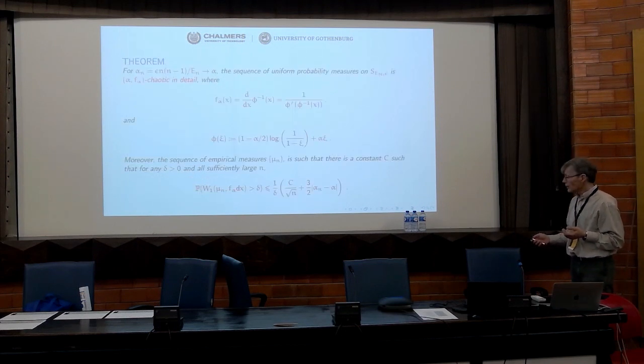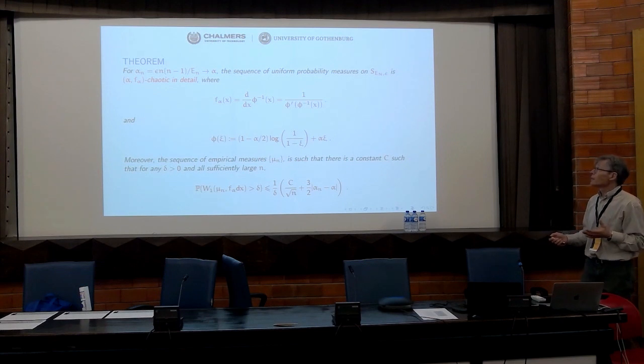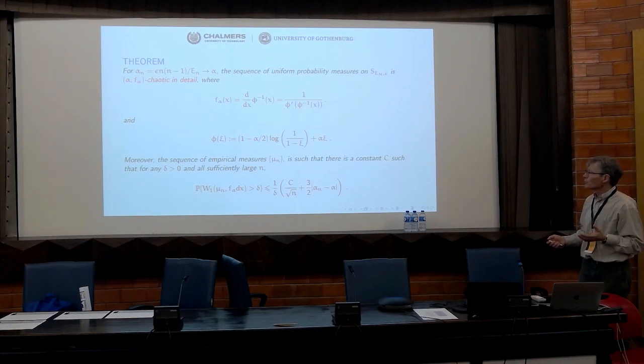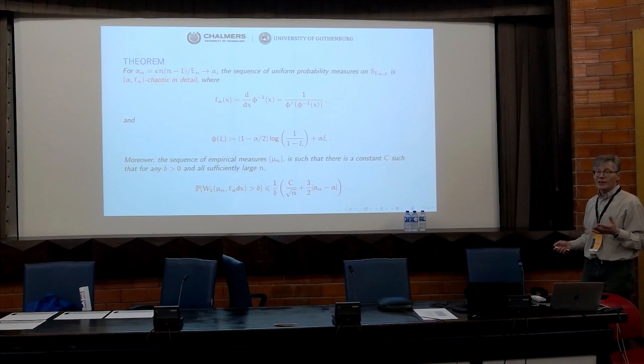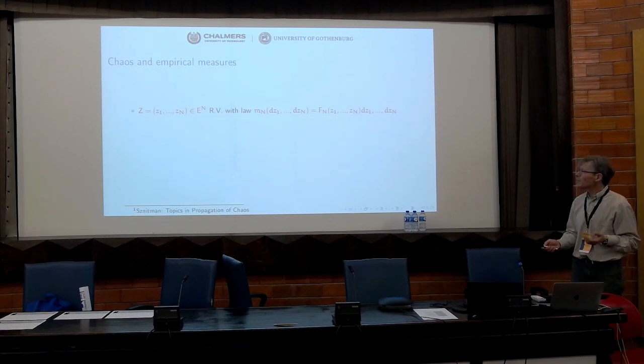And there is a theorem saying the following: suppose we take a family of probability measures on this simplex with exclusion, then this family is alpha-f chaotic in detail. And I will say what that is, where f_alpha, it depends on alpha, is exactly this function that you saw in the picture before. And we computed also the rate of convergence here in the Wasserstein distance. I should say what chaoticity in detail is, because it's a little bit important.